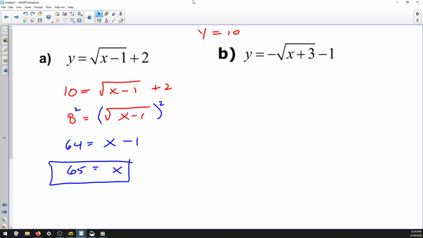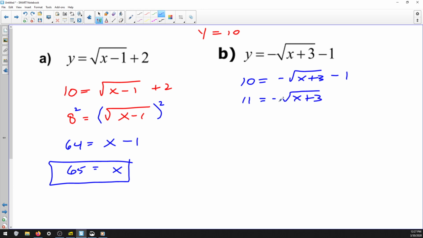So for this one, I'm going to do the same thing. It's saying when y is 10, so I'm going to plug in a 10. Negative root x plus 3, minus 1. I'm going to get my radical alone, which is this x plus 3. Add the 1 over first, so that's 11.